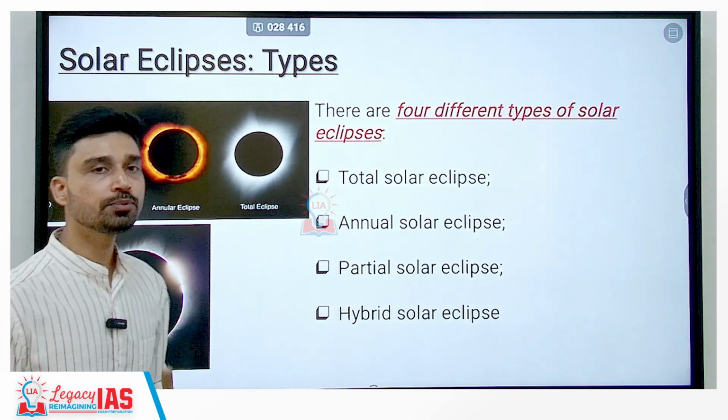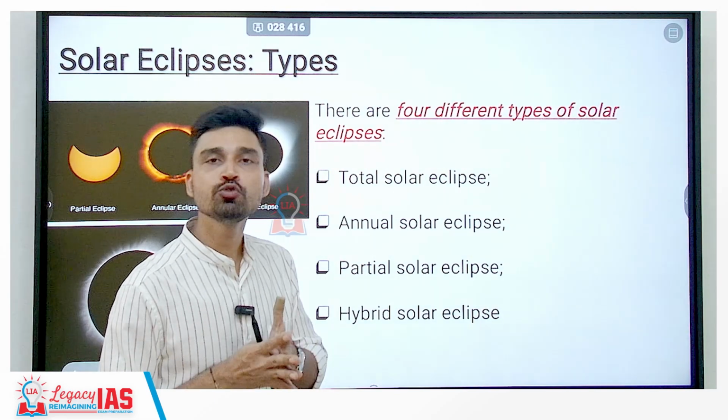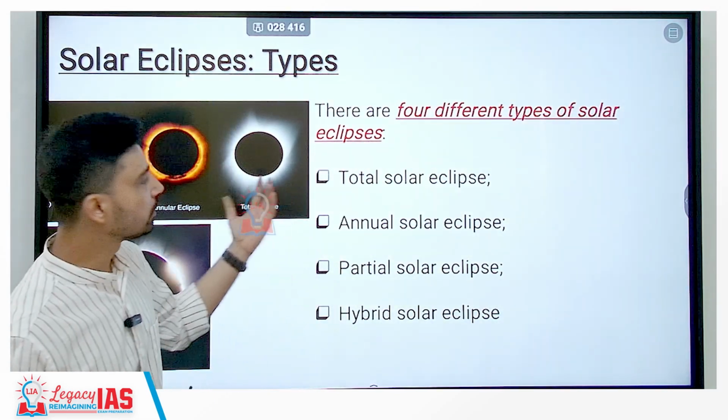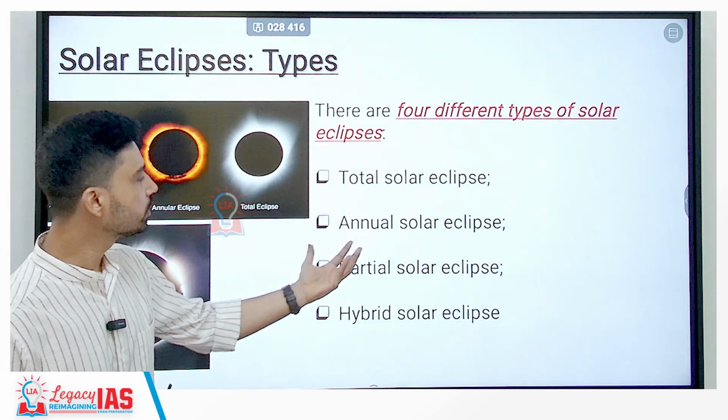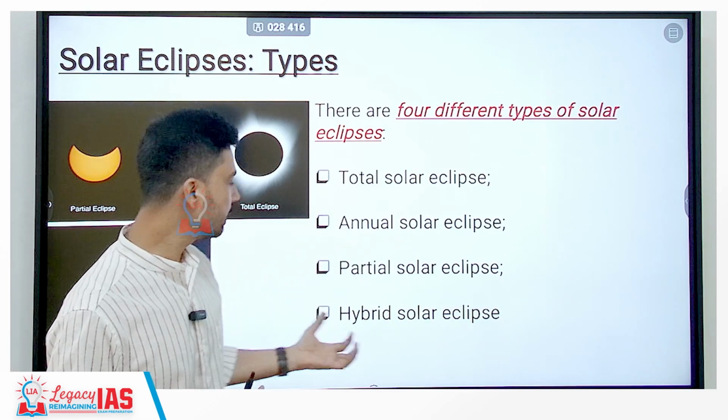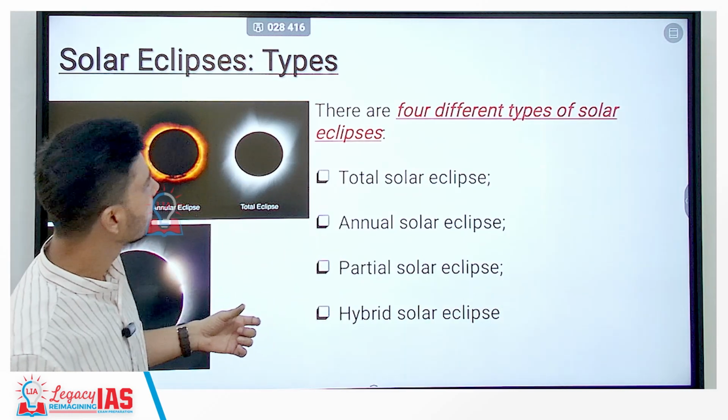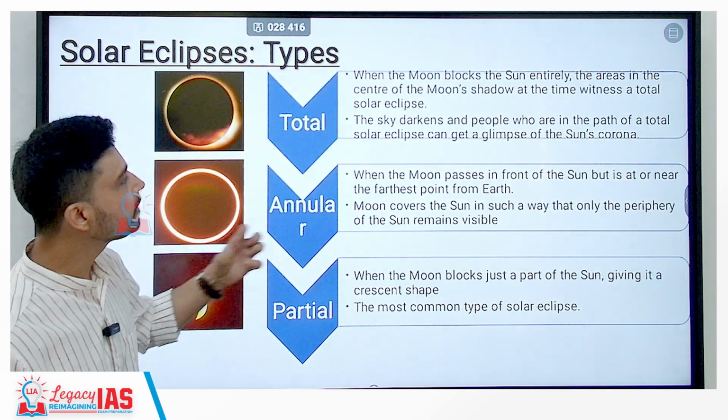Now solar eclipses overall can be classified into four major types. These are the total solar eclipse, the partial solar eclipse, the annular solar eclipse and the hybrid solar eclipse. Now let us try to understand each of these one by one.